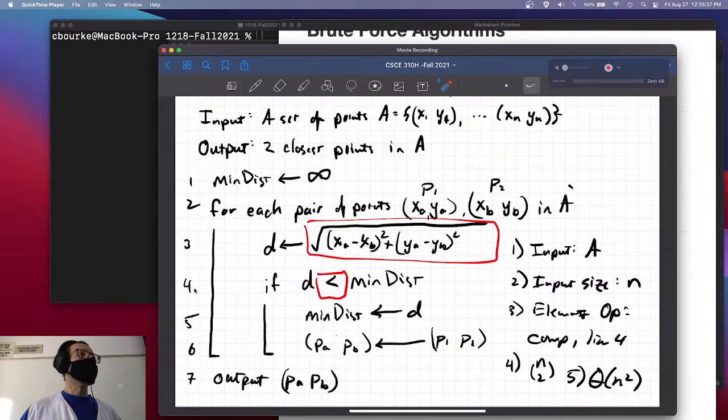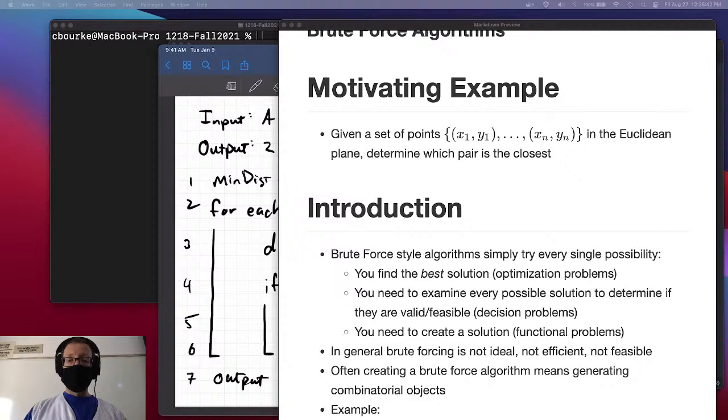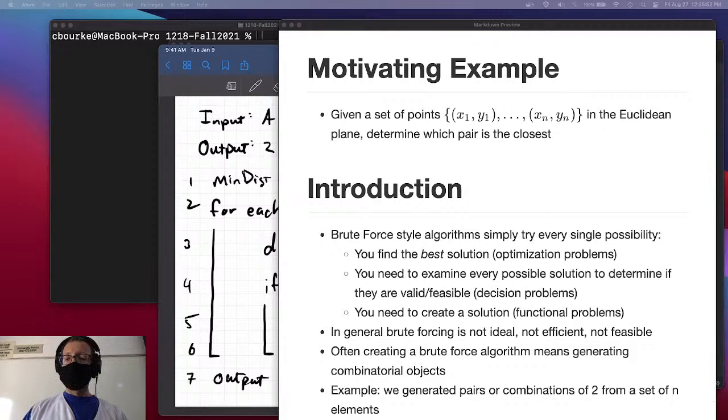And we were looking at pairs, right? We generated pairs, or combinations of two, from a set of n elements. I'll go ahead and typeset that here. If you're interested, I will put LaTeX throughout my notes and push them up to GitHub, and when you see it, you can check out the LaTeX and how to do that summation there.